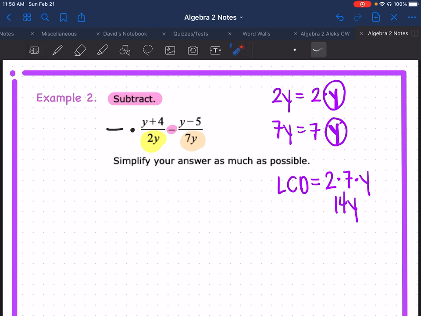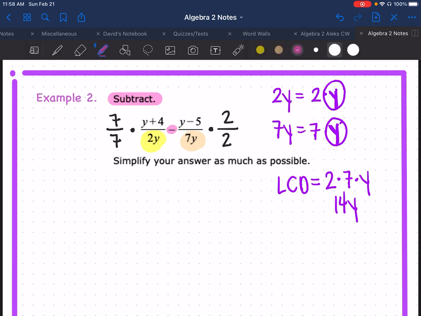All right, so take a look at the denominator. It has the 2, it has the y. I need to multiply by 7 to make it be 14y. So I'm going to multiply the bottom by 7, which means I multiply the top by 7. Let's take a look at the next one. I see 7y, so I have 7, I have y, I need to multiply by 2 to get the 14y. What I do to the bottom, I do to the top.